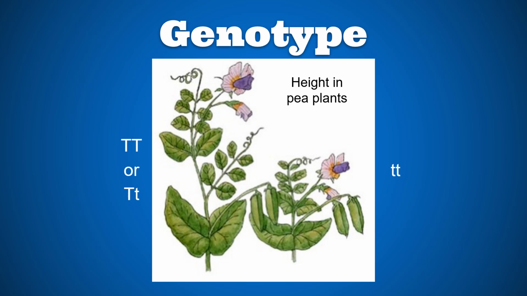For example, in Mendel's experiments, he found that tall pea plants are dominant to short pea plants. We can use a capital T to represent the dominant allele, tall. We will use a lowercase t to represent the recessive allele, short. A tall plant will have either the genotype of both capital T's, or one capital T and one lowercase t, while the short pea plant will have the genotype of two lowercase t's.